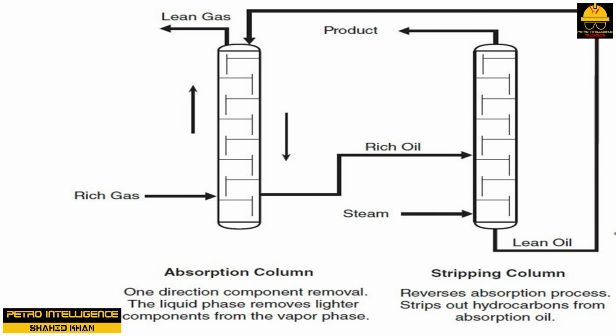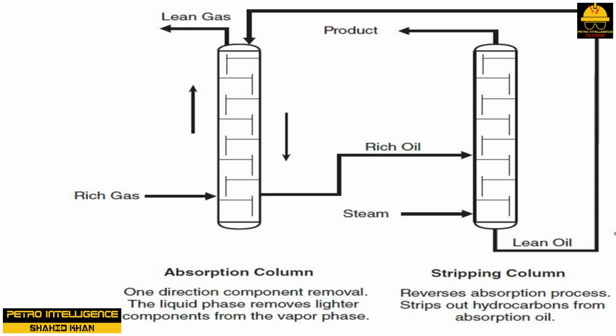In an absorber, the gas is brought into the bottom of the column while lean oil is pumped into the top of the column. As the lean oil moves down the column, it absorbs elements from the rich gas. As the raw, rich gas moves up the column, it is robbed of specific hydrocarbons and exits as lean gas.